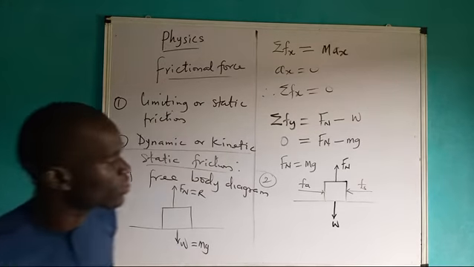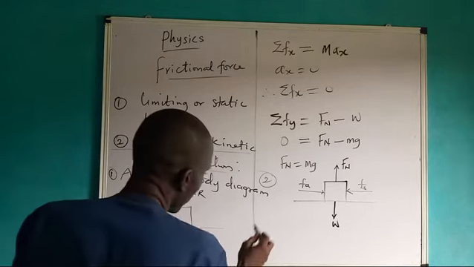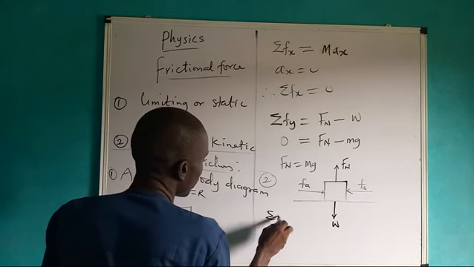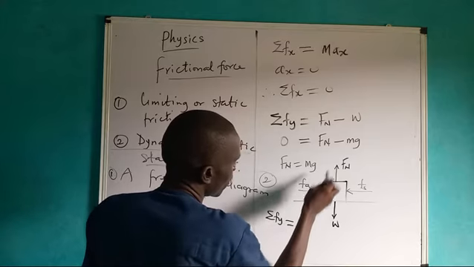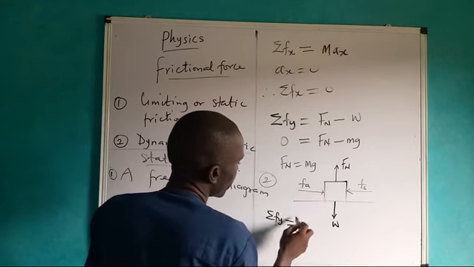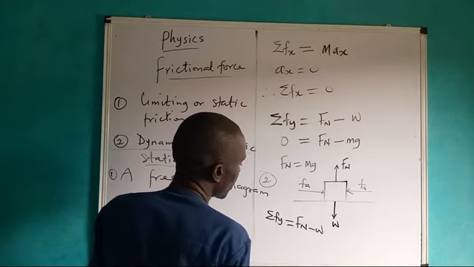Now, for this body to slide, what will I do? I have to resolve this system into two components. Let me determine the Fy. To determine the Fy, I'm going to have sigma Fy, which is Fn minus W, because you can see the W is acting downward.